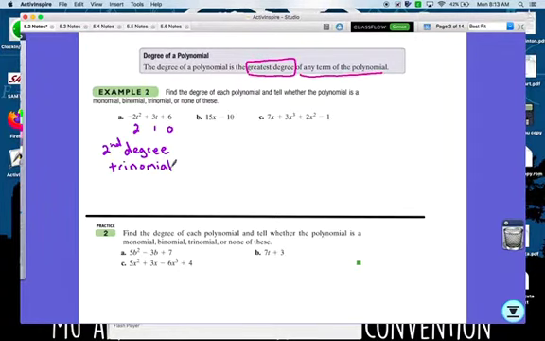All right, and the reason why we do this is it tells us a lot about what that expression or that function is going to look like on a graph or the way it behaves just in general.